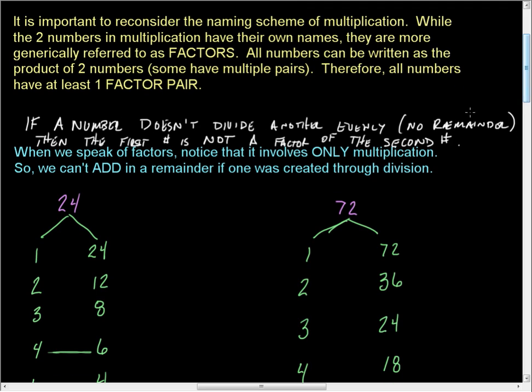Now you'll notice that whenever I divided either of these numbers by one of their factors, I had no remainder. I never got a remainder. If you get a remainder, it's not a factor. So if you ever get a decimal answer, it's not a factor.